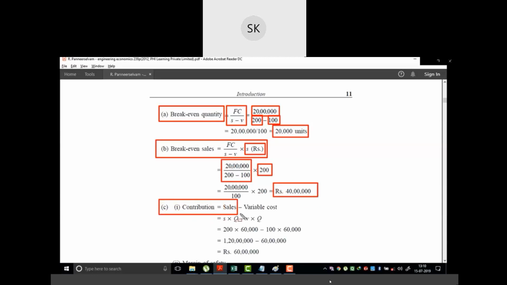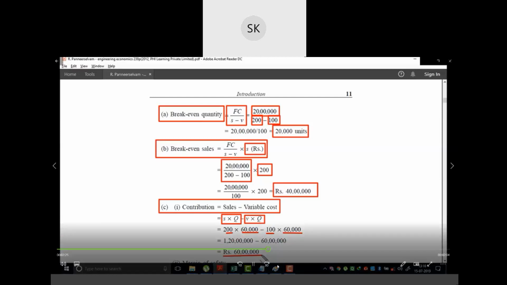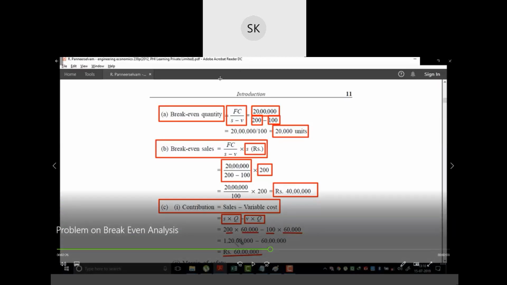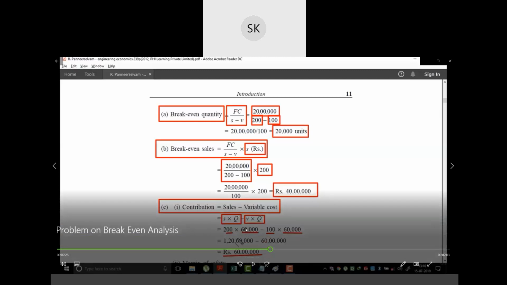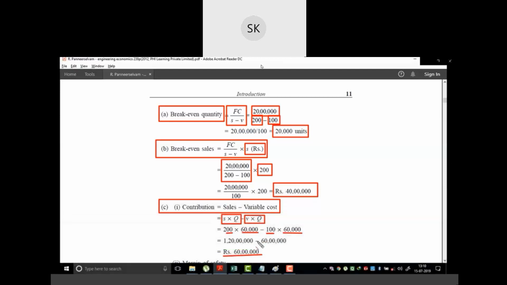The third is contribution. So contribution can be defined as sales minus variable cost. So sales is equal to S into Q minus variable cost is V into Q. So S is 200, Q is 60,000, V is 100 and Q is 60,000. So 100 into 60,000 is equal to 60 lakhs. The quantity where the chart will show the break-even point will be 20,000 units, and the sales for these 20,000 units will be your 40 lakh. Then contribution is sales minus variable cost. So just put the values in the formula, you'll get 60 lakh rupees.